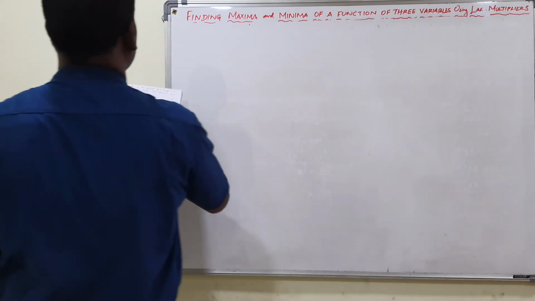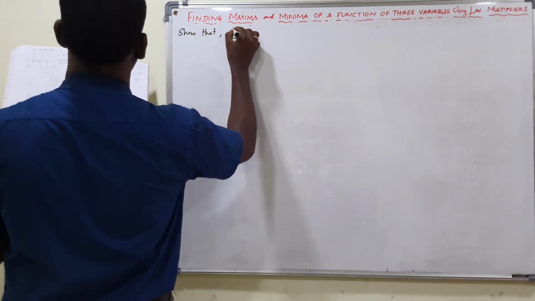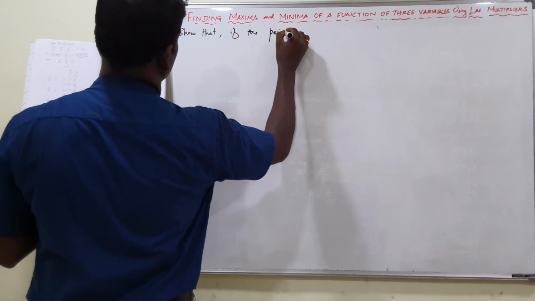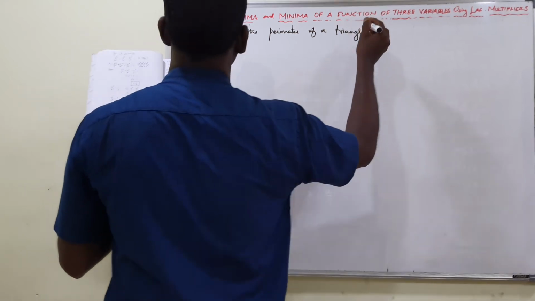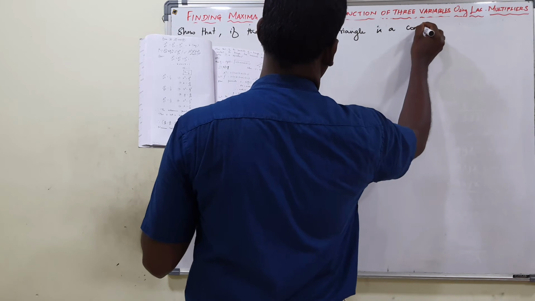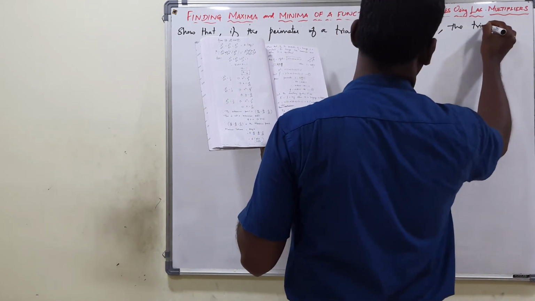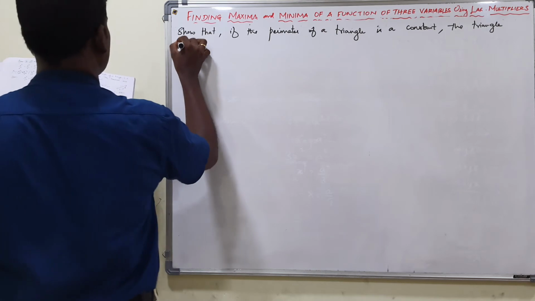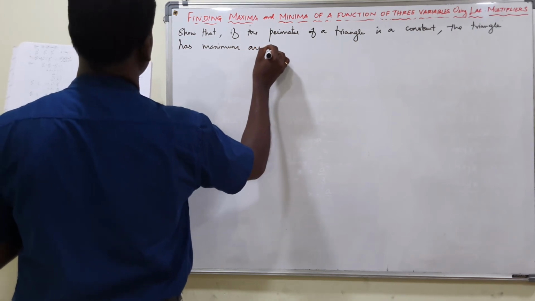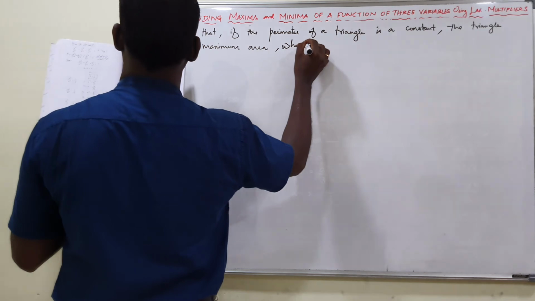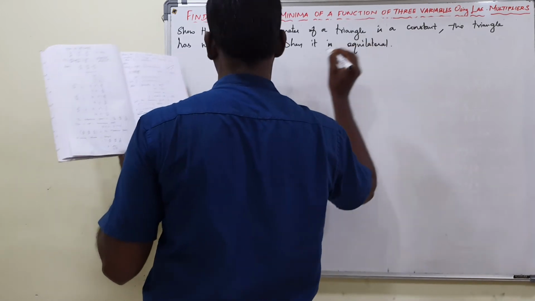The last problem in this concept: show that if the perimeter of a triangle is a constant, the triangle has maximum area when it is equilateral. Okay, solution.